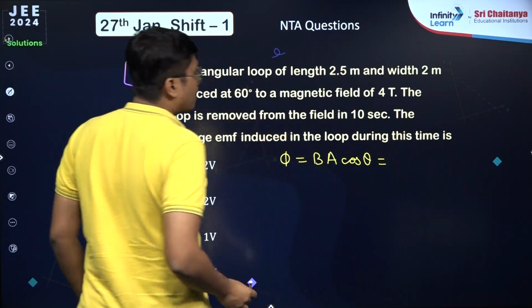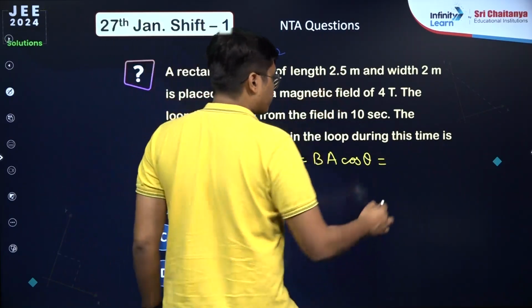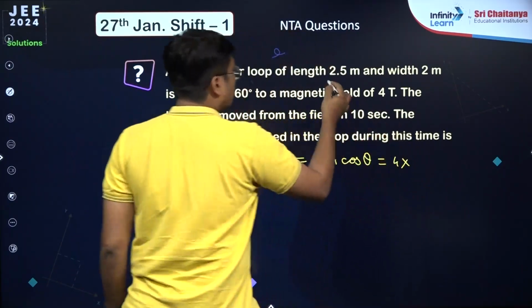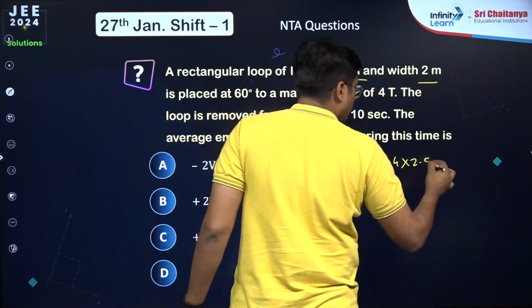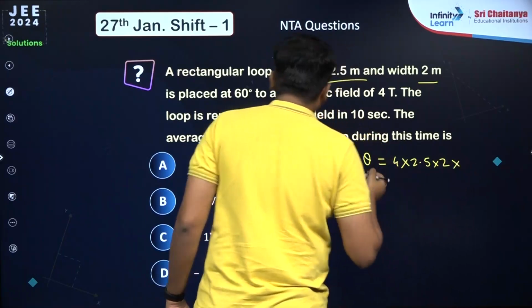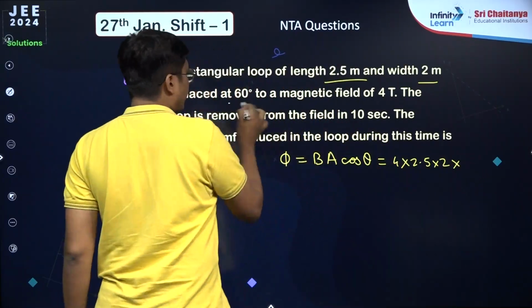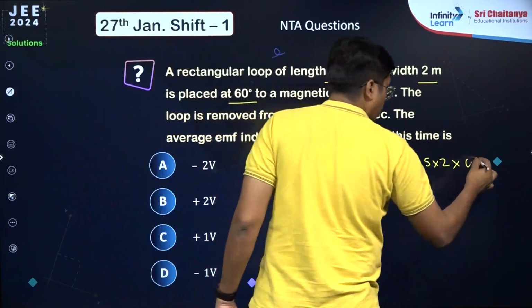Flux is BA cos theta. The magnetic field B was 4, and the rectangular loop has dimensions 2.5 and 2 meters, so the area was 2.5 into 2. Theta was given as 60 degrees, so cos of 60.